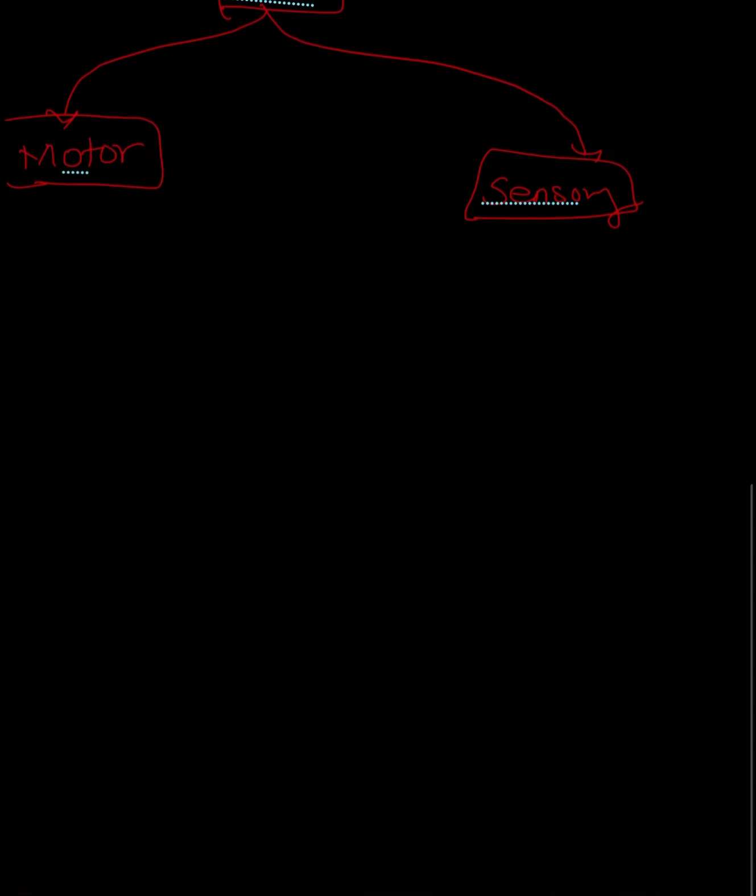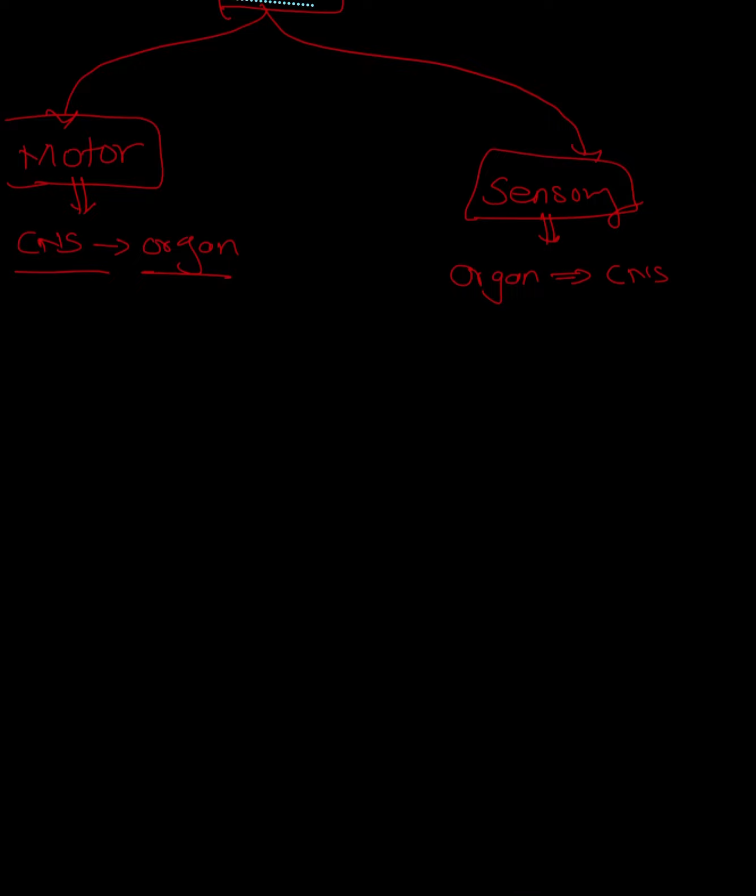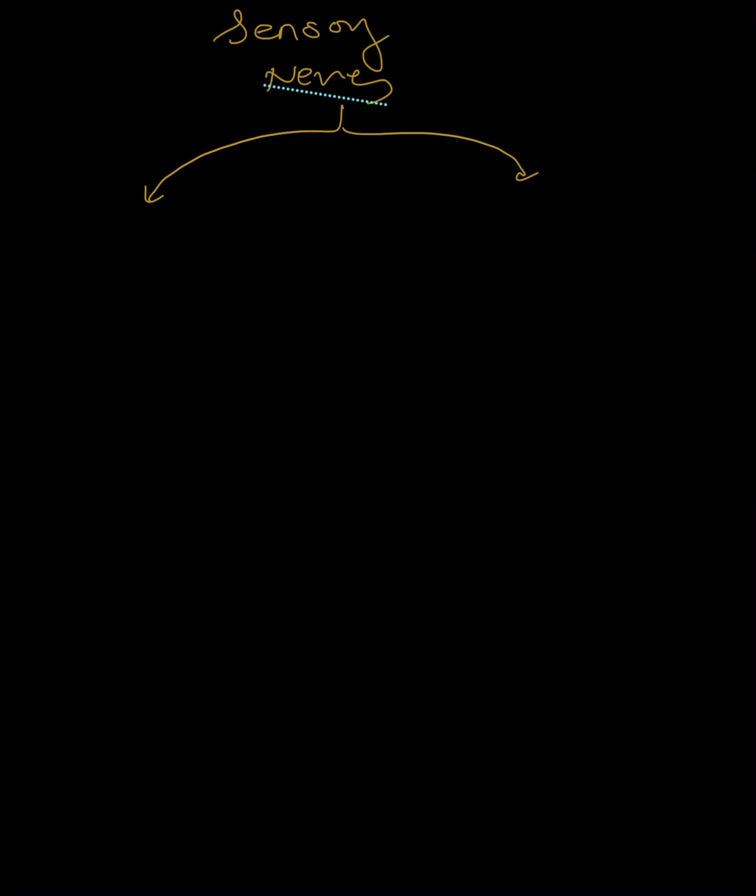So motor nerves take impulse from the CNS to the organ, and the sensory nerves from the organ to the CNS. Okay, so this is the basic difference between them. Now the nerves are again of two types. They are voluntary and involuntary.